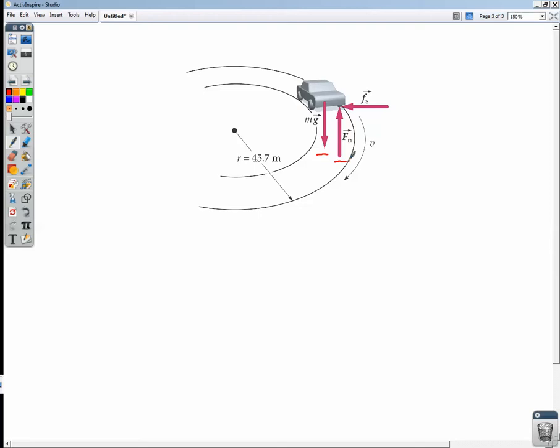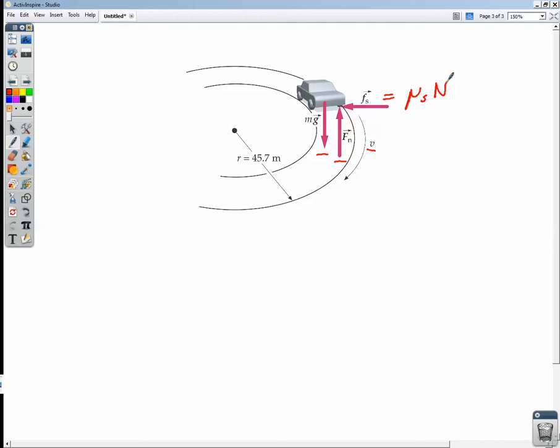So a lot of times what we're concerned with in these problems is how fast can the car go through the curve, how big can v be without the car slipping out. We have a maximum value for the force of static friction, which is given by the coefficient times the normal force. So using that, we can solve for perhaps the maximum velocity.